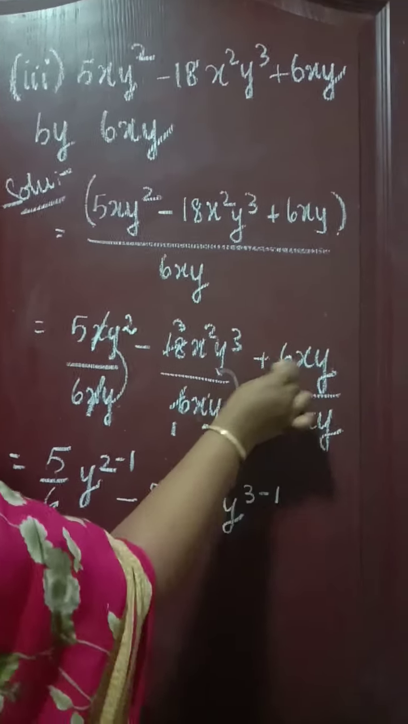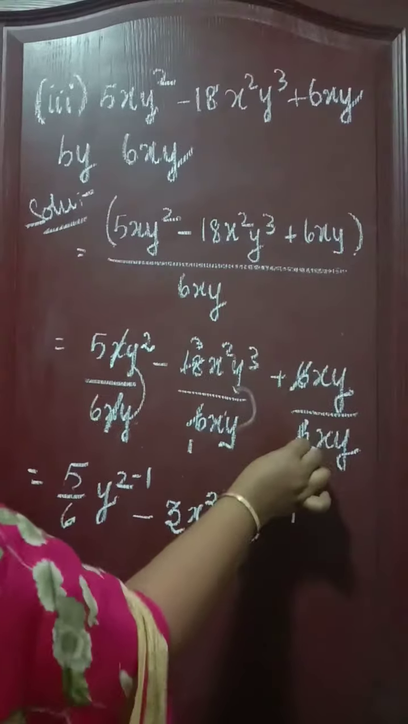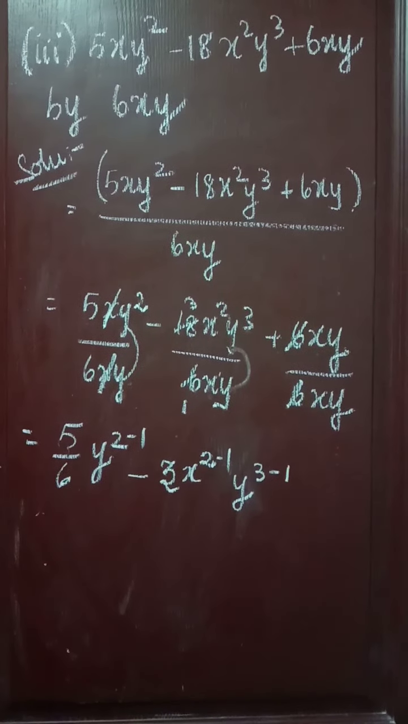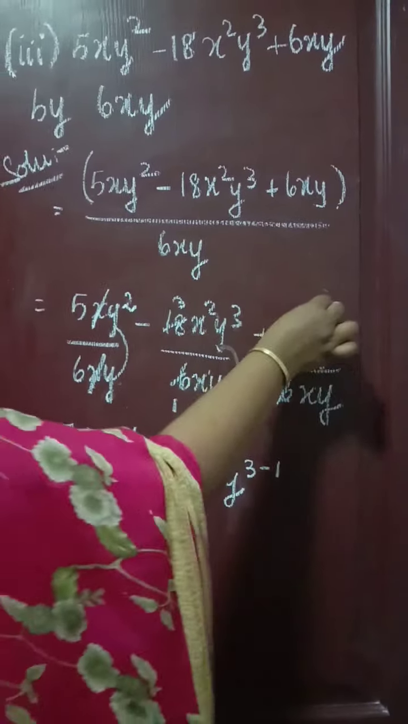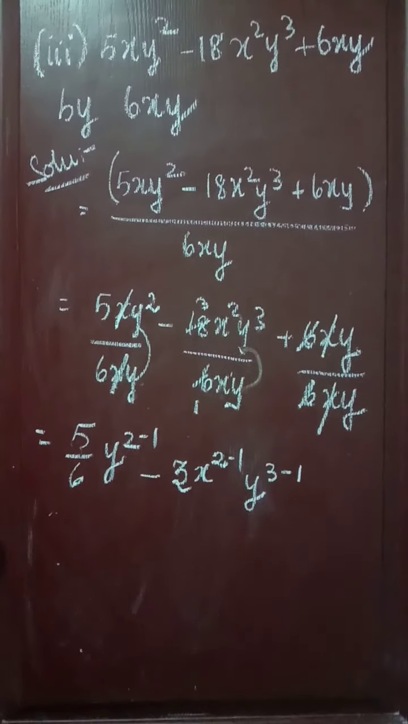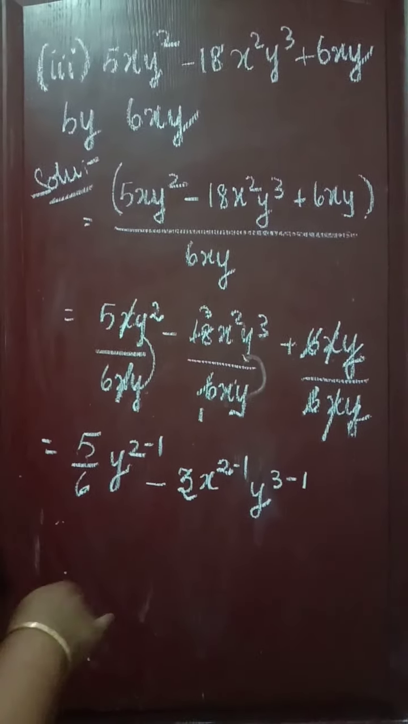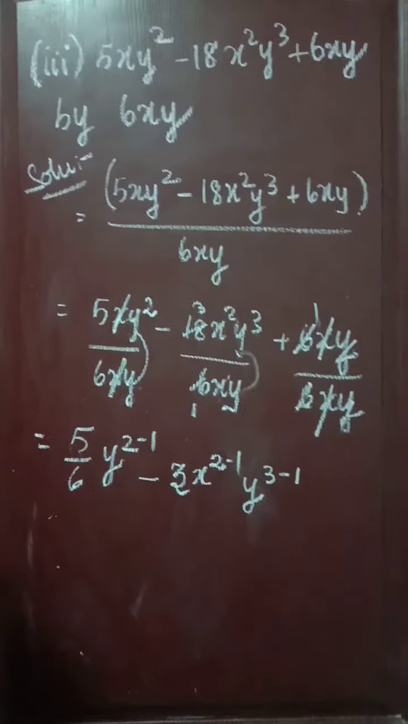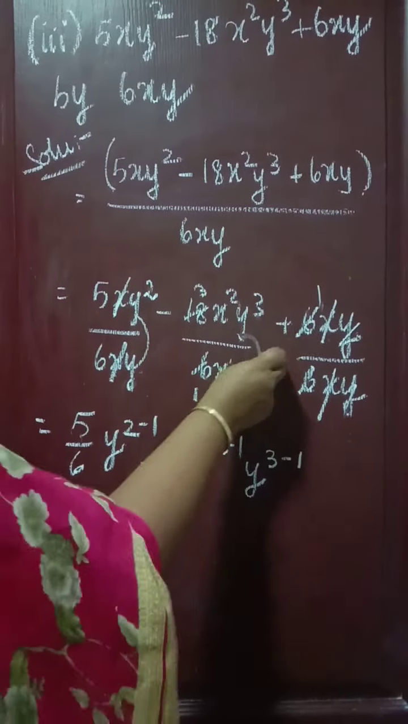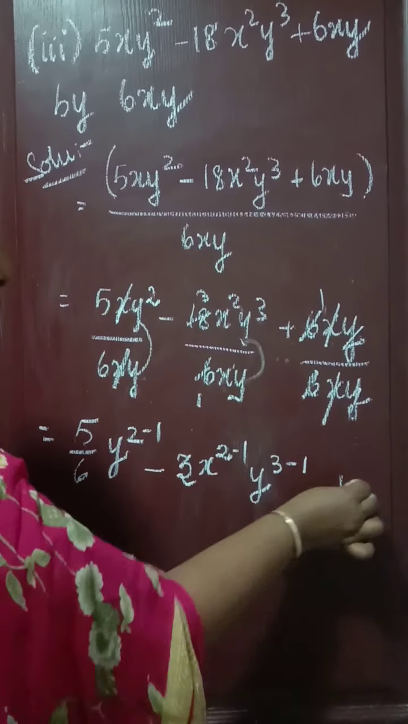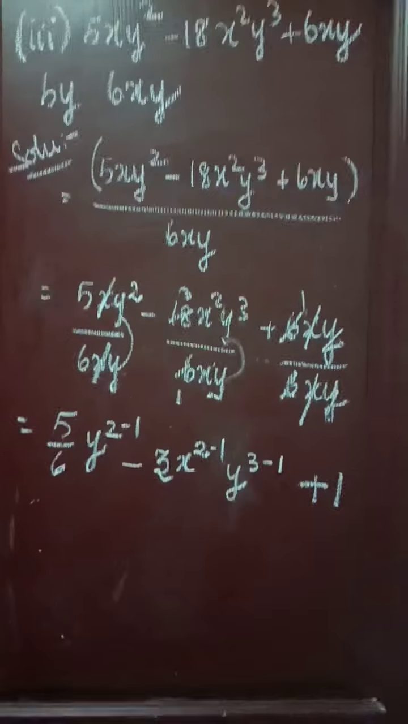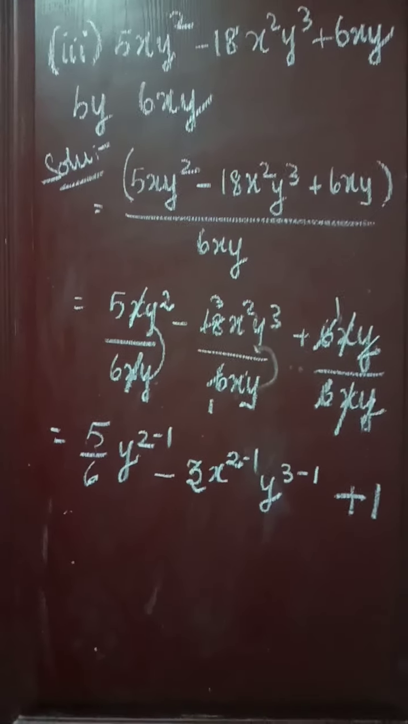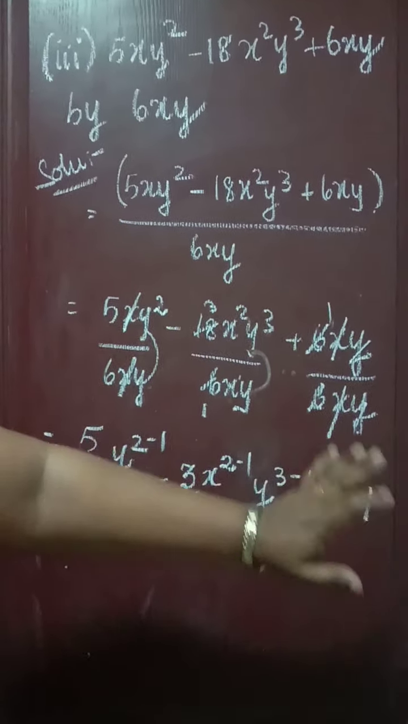Listen, come to the third term. Here 6 and 6 cancel. 6 ones are 6. So up and down the same number means we have to cancel. Here x cancel. Here y cancel. So all the terms cancel, here 6 ones are 6. So here 1 is there. So what is the answer of the last term? Plus 1. So if all the terms cancel you have to write 1. Don't put a 0. You have to write 1.